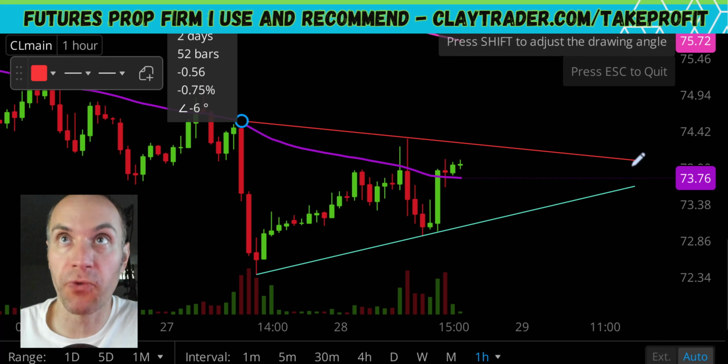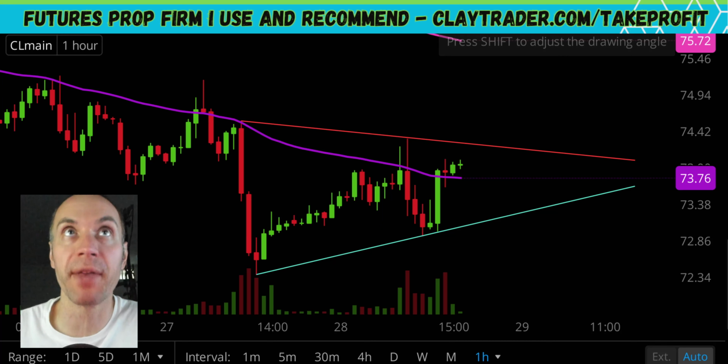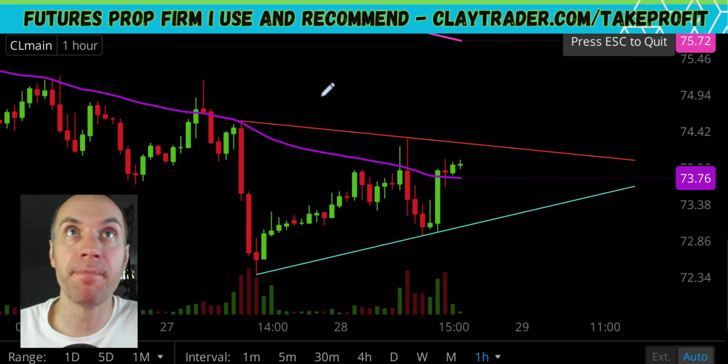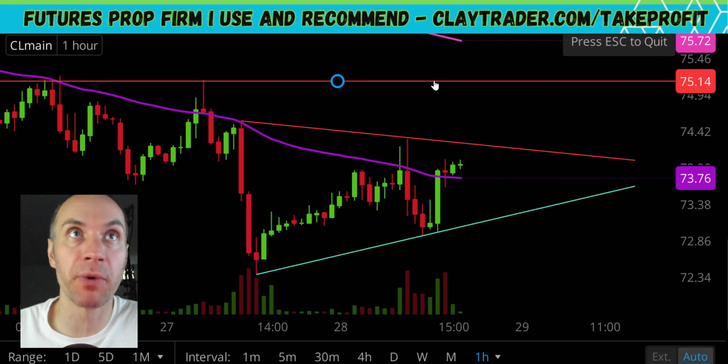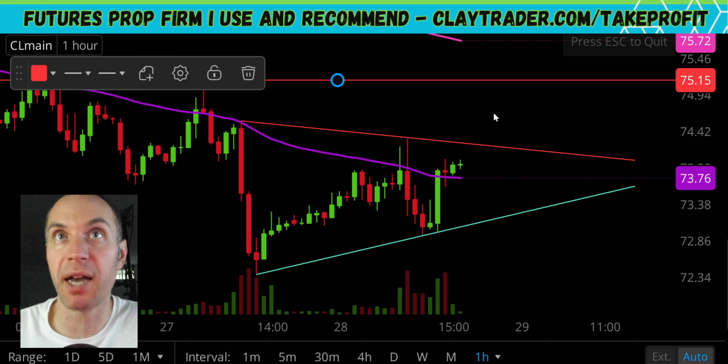we have this wedge formation that is forming, so you want to keep an eye on that. If the price is able to push up through the top part of the wedge, then next key area of resistance would be right up here at this level at the 75.15 mark.